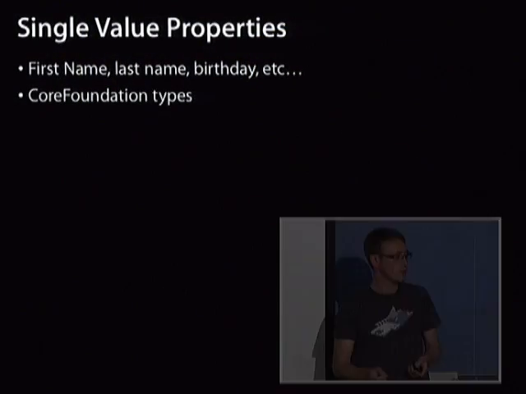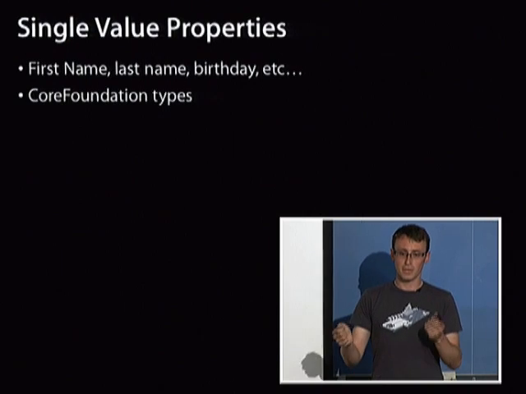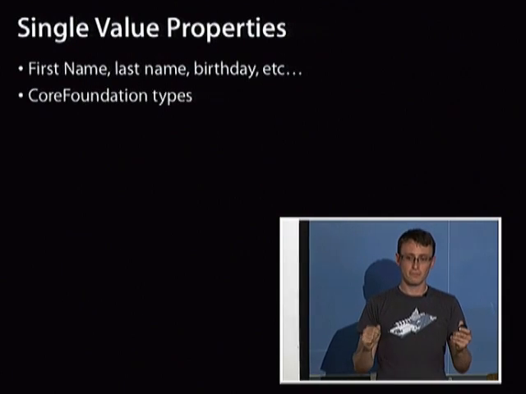So let's dig even deeper into those properties. The first is the single value property. I mentioned a few times now. First name, last name, etc., birthday. All Core Foundation types. Again, retain it, release it, as you should.